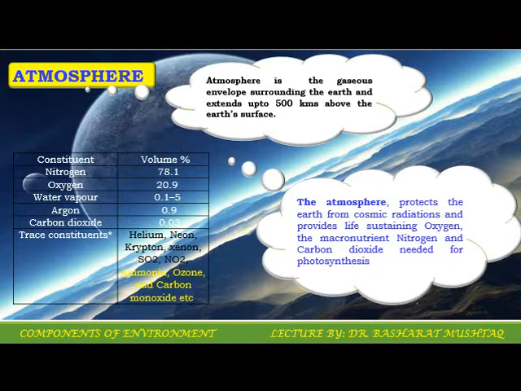The atmosphere, which is a gaseous cover, protects the Earth from cosmic radiation and provides life-sustaining oxygen, and the nutrients nitrogen and carbon dioxide needed for photosynthesis. The atmosphere plays a major role in maintaining the heat balance of the Earth by absorbing the re-emitted radiation from the Earth. In addition, the atmosphere is the medium of carriage of water from the oceans to the land in the hydrological cycle.